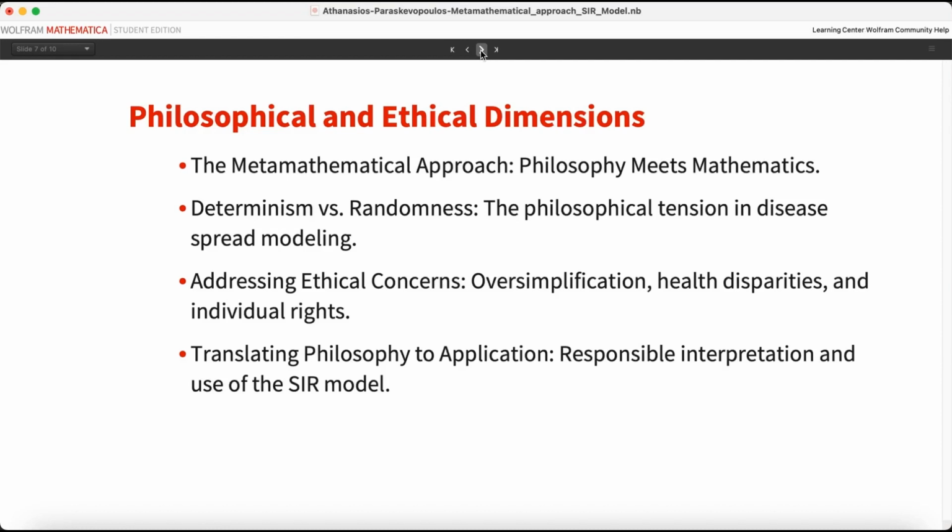So, as we use the SIR model, it's essential to remember its limits. It's a tool, but we need to use it wisely. We should always combine what the model tells us with real world knowledge. So we need to think about how to use the SIR model in a way that's fair and understands those challenges.